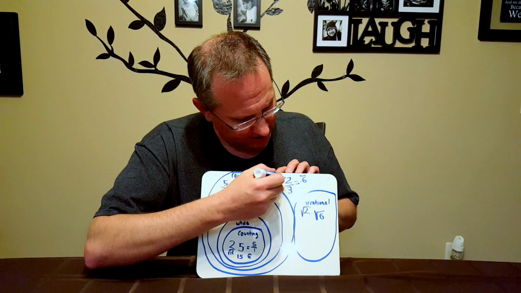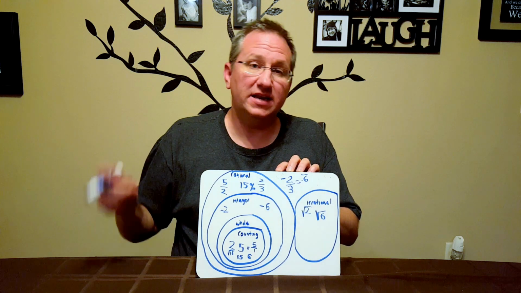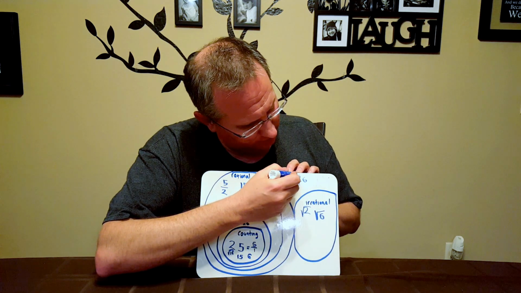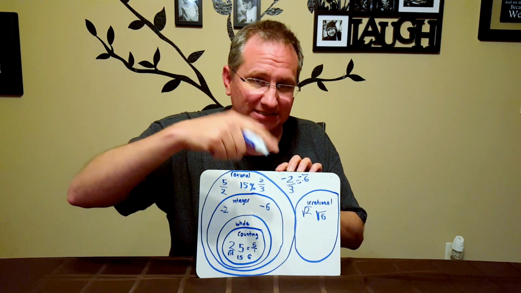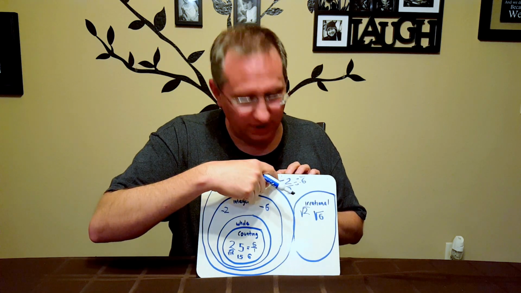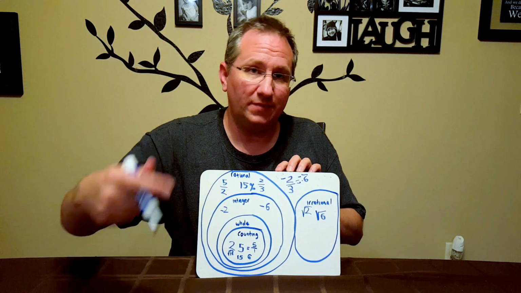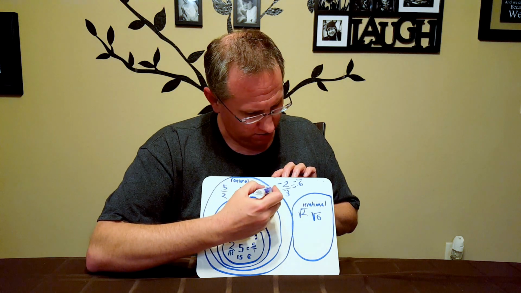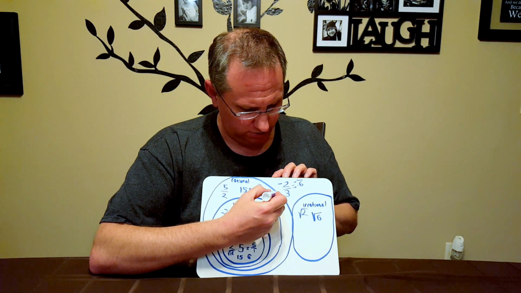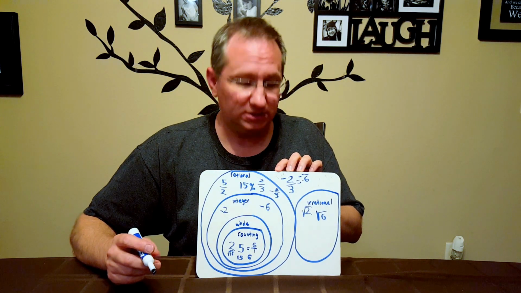Now, if I stuck a negative out in front of this, negative 2/3, so negative 0.6666 repeating, that's still a ratio of an integer divided by another integer, and so that guy would also be over here. Here's negative 2/3. He'd be another one of these rational numbers.